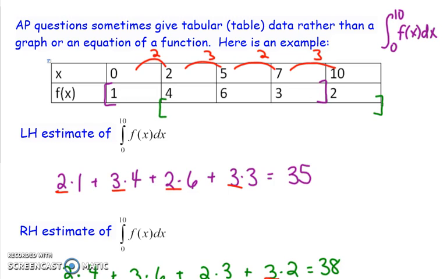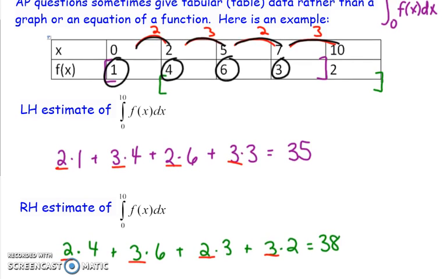So if we think about each rectangle individually for the left-hand estimate, we're going to use a width of 2 and then the left hand of 1, then a width of 3, left hand of 4, width of 2, left hand of 6, width of 3, left hand of 3, and that gets us our 35. Whereas for the right hand rule, we are going to use our width of 2 and then a right hand of 4, 6, 3, and 2, right?